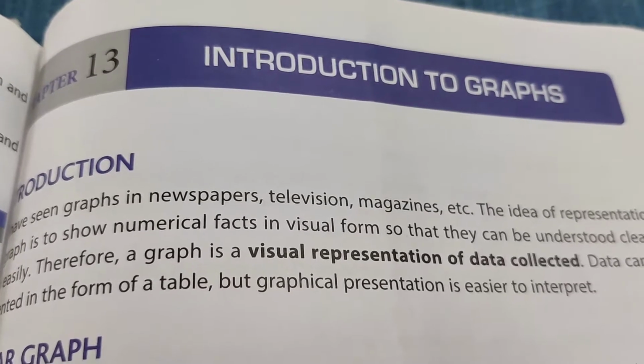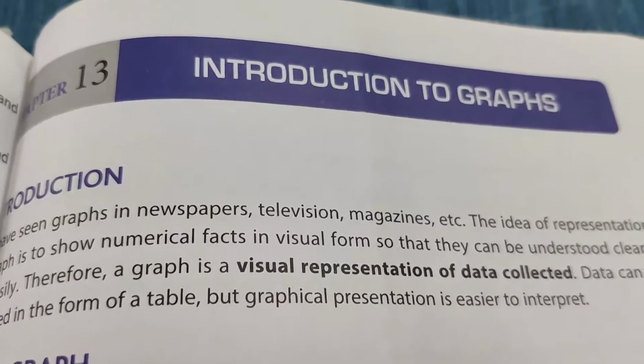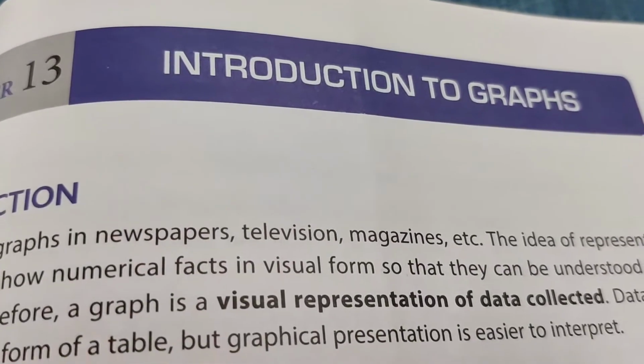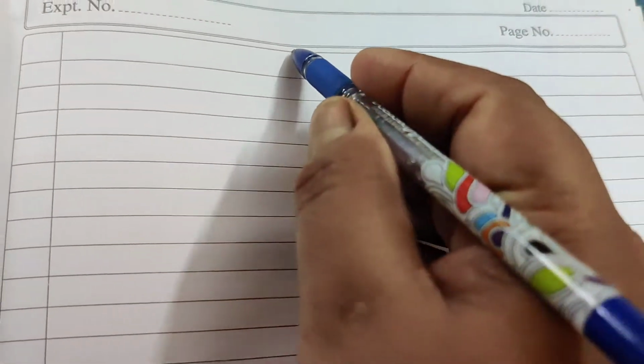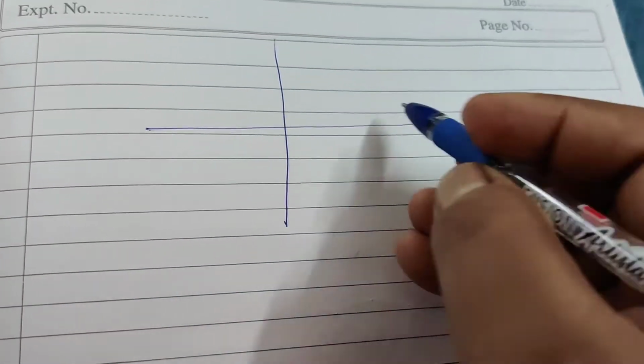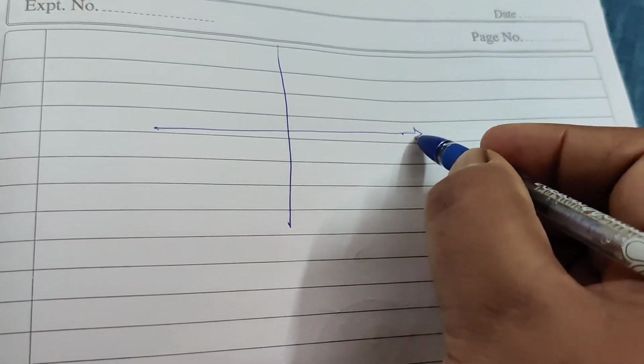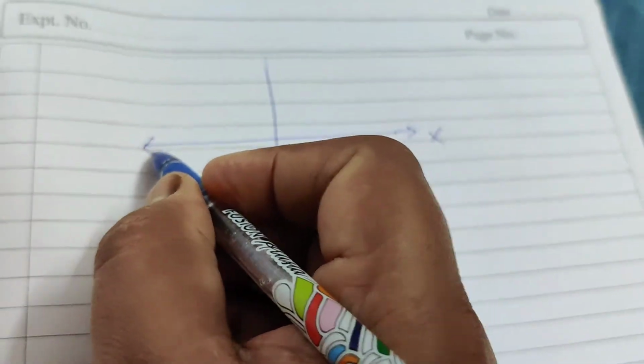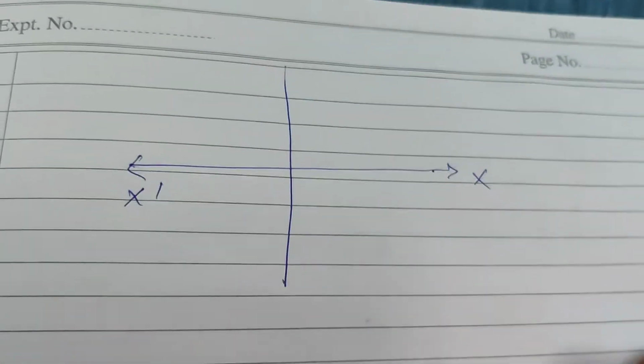Chapter 13 of Class 8, Introduction to Graphs. Plotting of points in Cartesian plane. This is a Cartesian plane. The horizontal line is known as x-axis.